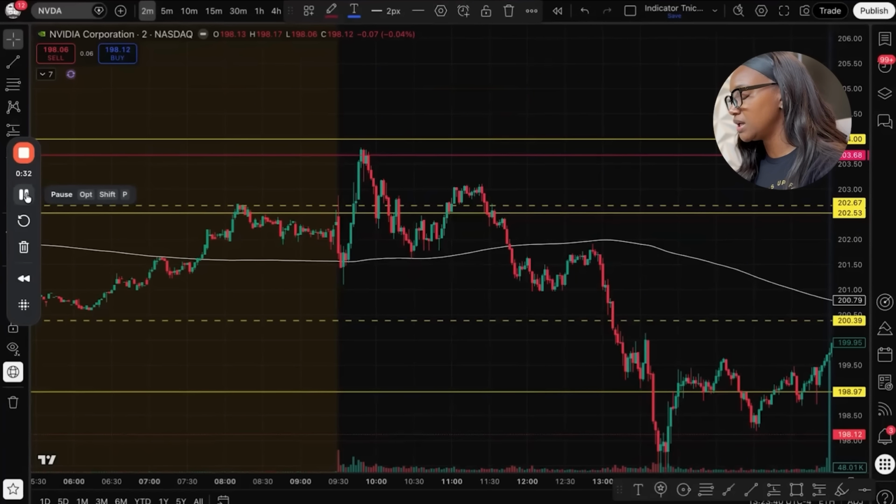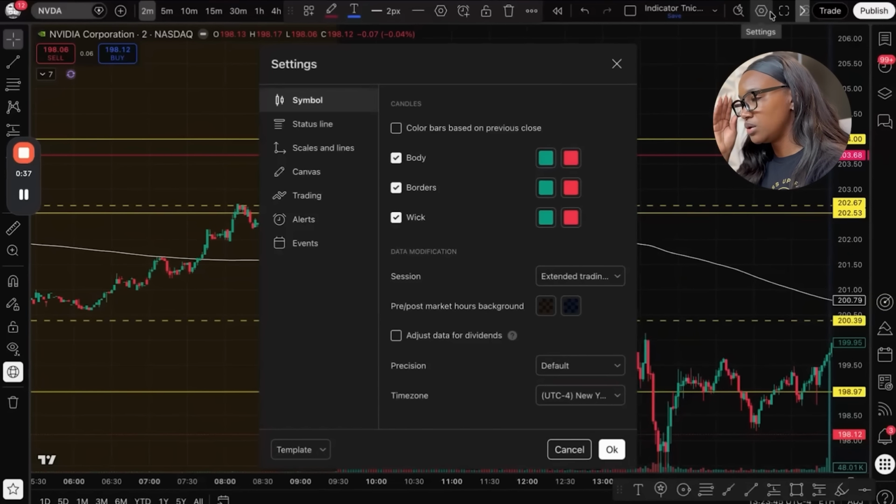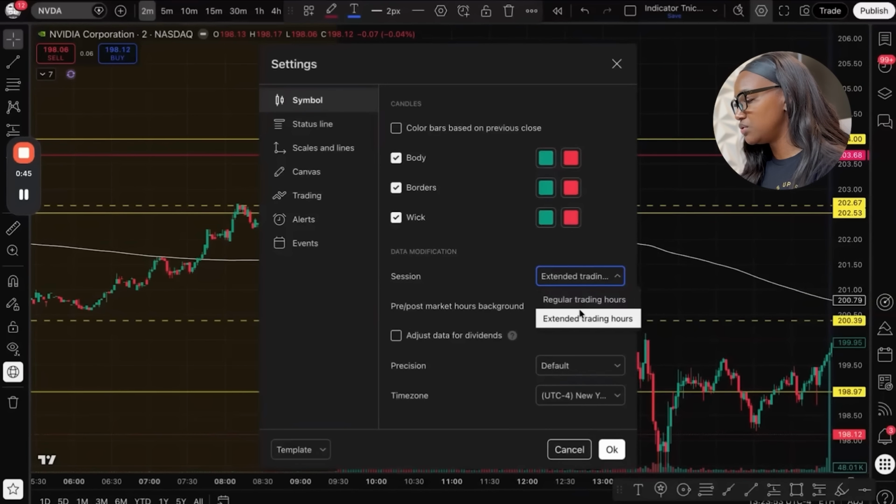So the way to get this data is by simply going to your tradingview.com here. You want to go to the settings tab and make sure on the symbols section, in the session, you have extended time. If you don't, you most likely will have the regular time. All you have to do is switch it to extended time and then hit OK.